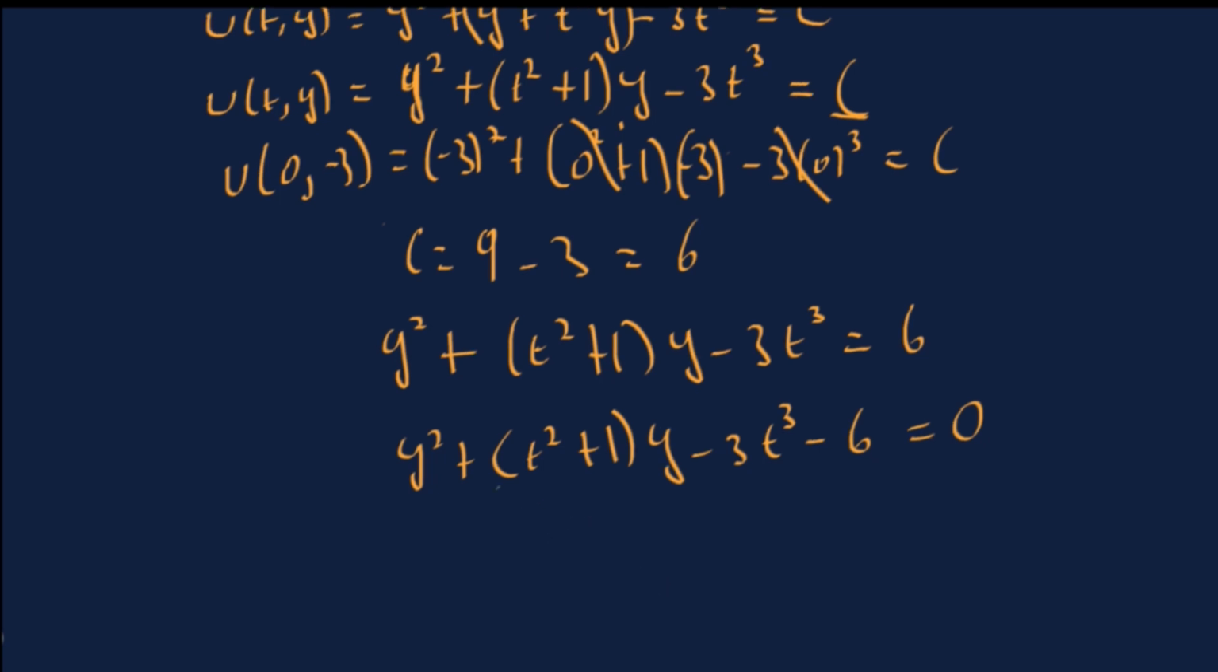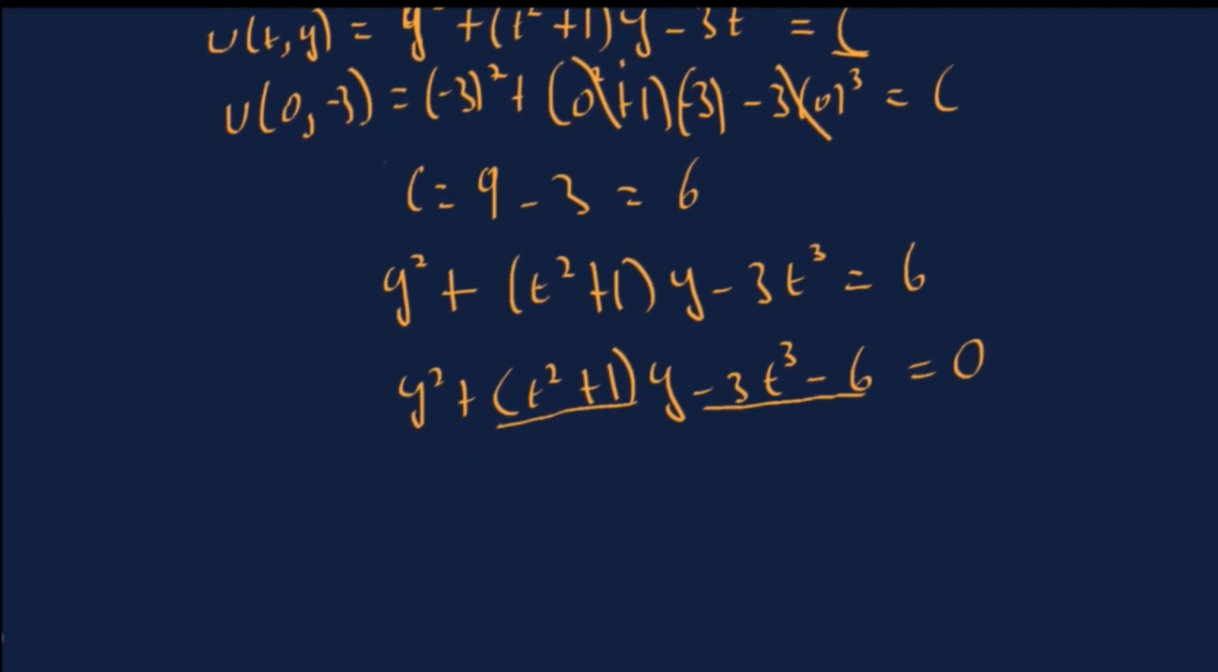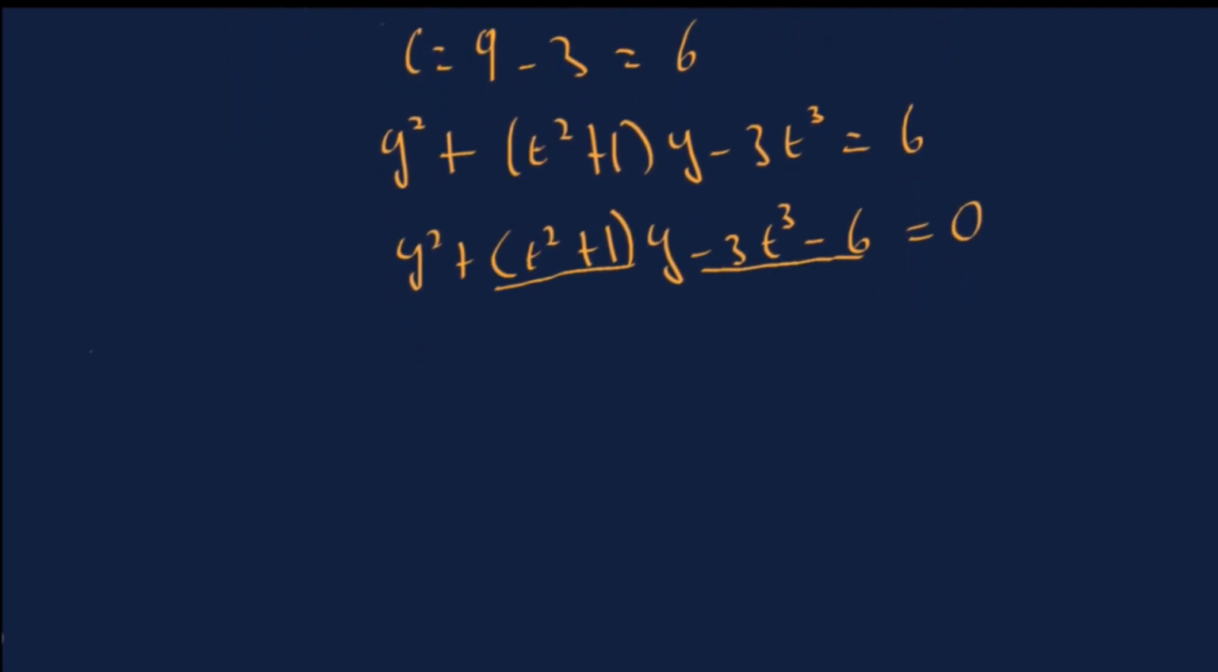So we're saying that this right here is the coefficient of y, and this would be the constant term in our quadratic equation. And so the formula for the quadratic equation is negative b plus or minus the square root of b squared minus 4ac over 2a. And we're saying that b is this term right here, and the constant c is this term right here.